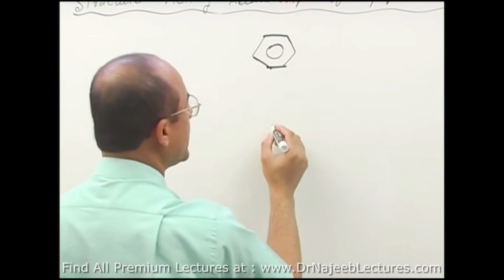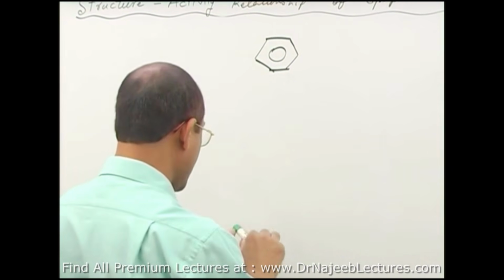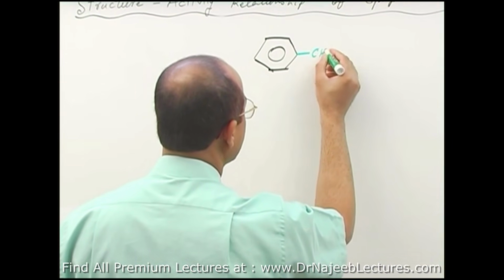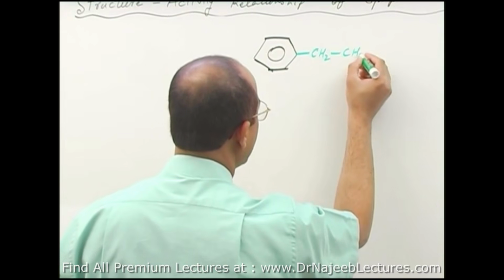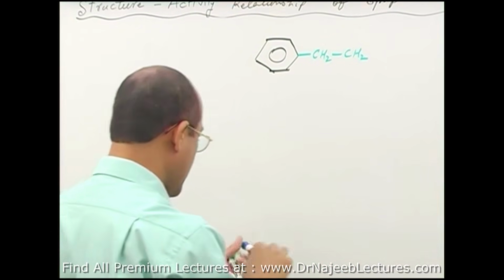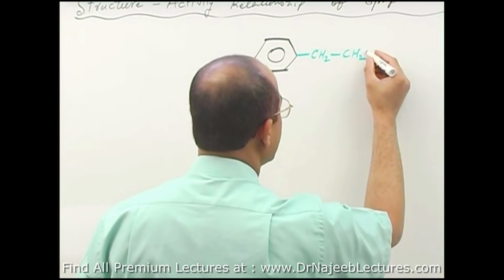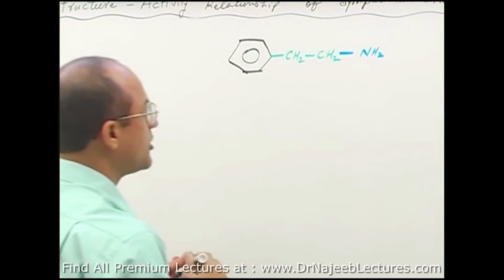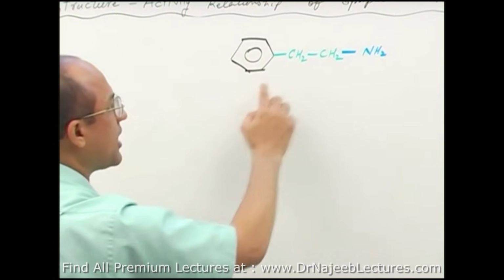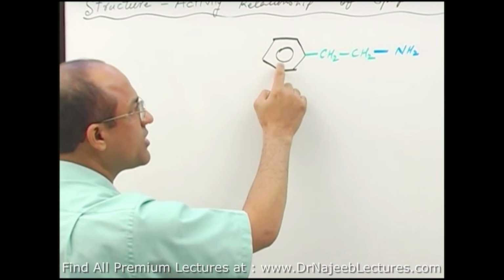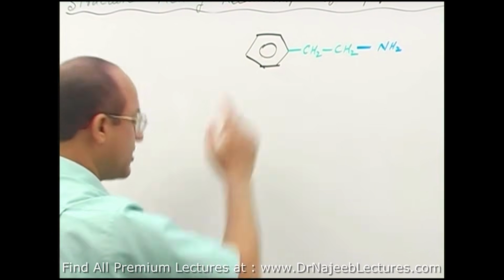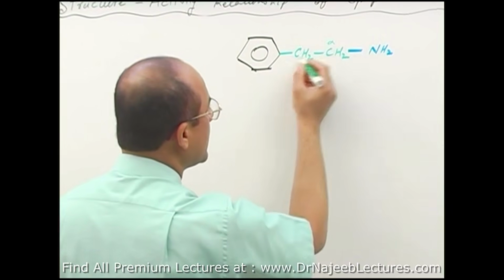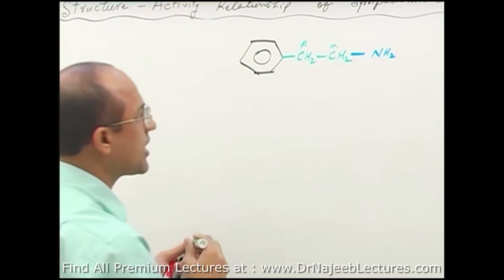This is a benzene ring. With this benzene ring, it is having an ethyl chain, and with this ethyl chain, it is having an amino end. So this structure is called, this is the benzene ring, this is also called the phenyl ring, right? And I must tell, this carbon is called the alpha carbon and this carbon is called the beta carbon.